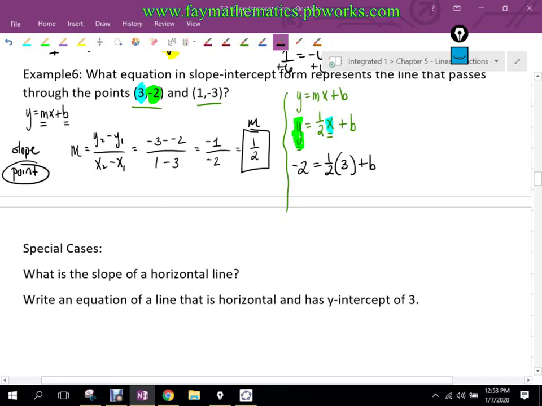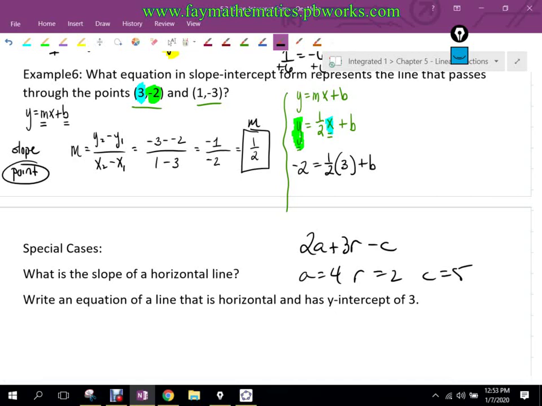And at this stage, that process right there, it doesn't tell you in words to do that, but that process is what we worked on in chapter 1 and chapter 2. Remember in chapter 1 and chapter 2, I'd give you something like 2a plus 3r minus c. And I asked you, okay, well, if a is 4, r is 2, c is 5, can you plug those in and find out what that evaluates to, right? That's exactly what we're doing here, okay? We plug in and now we can solve for b.